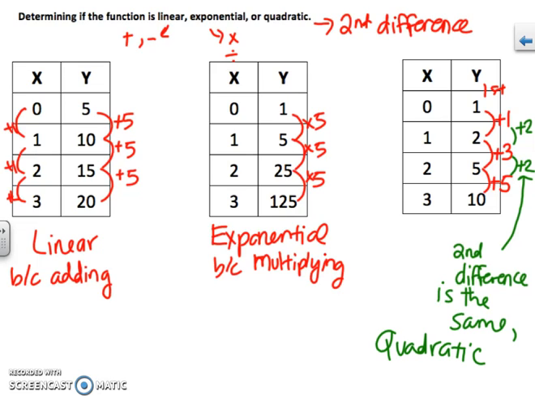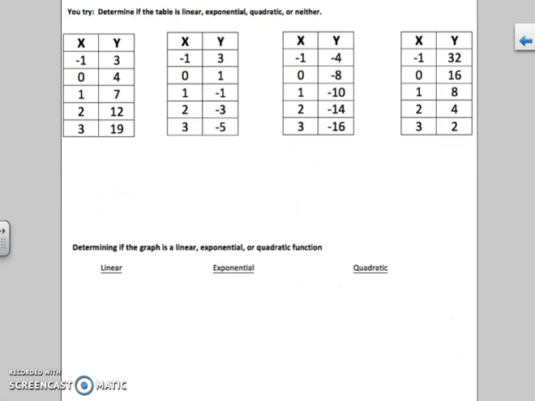Okay, so if they're subtracting by the same thing, that's going to be quadratic still, so they could be going up or down just as long as that second difference is the same number. Okay, so a little bit more work on quadratic. All right, so why don't you try this top page and tell me if they are linear, exponential, quadratic, or neither. So if neither of those happen. So press pause and try this top part.